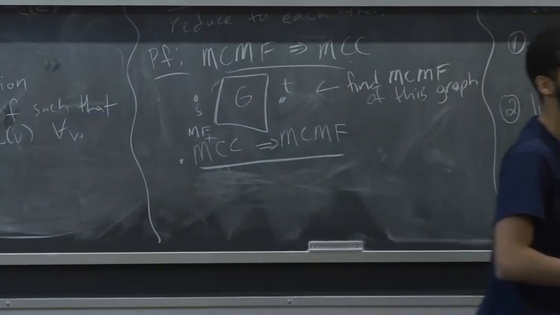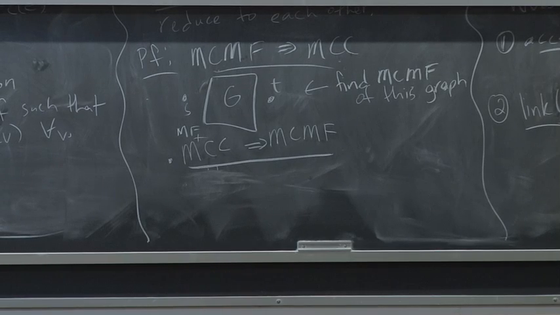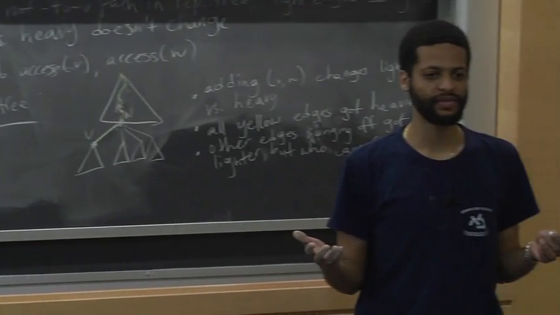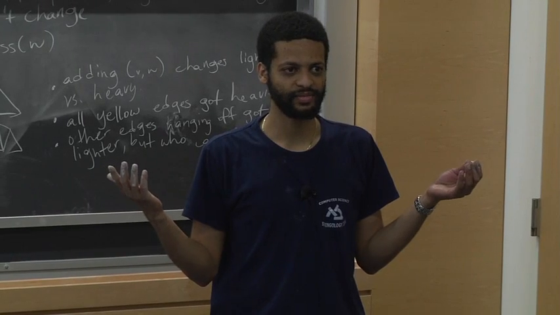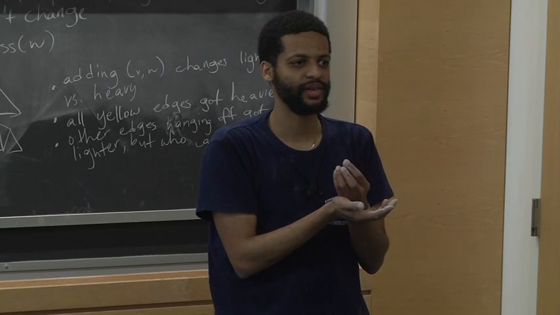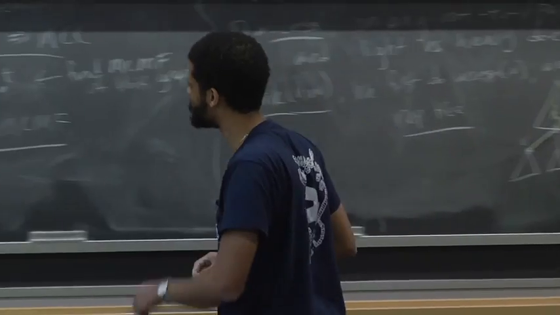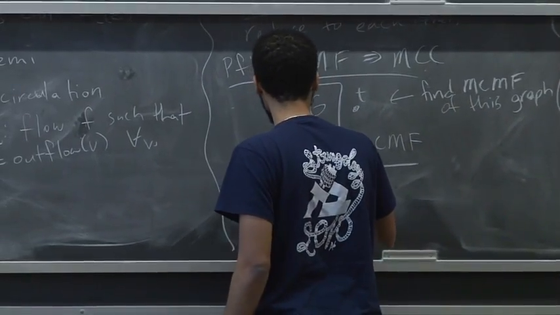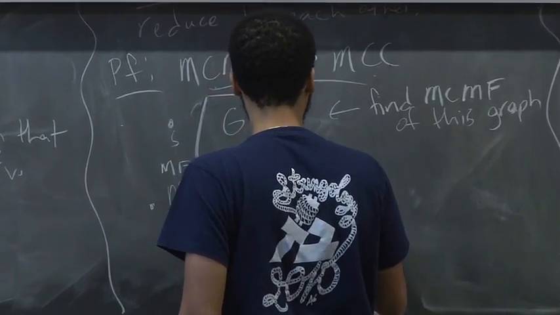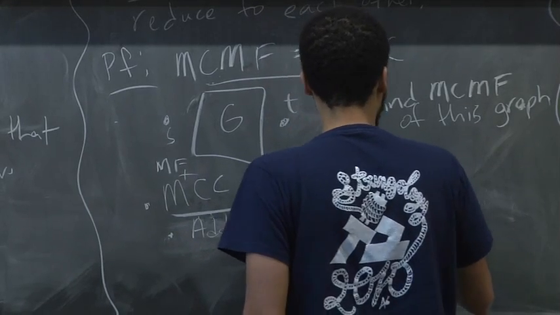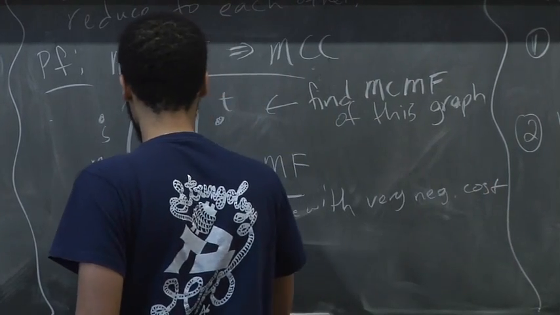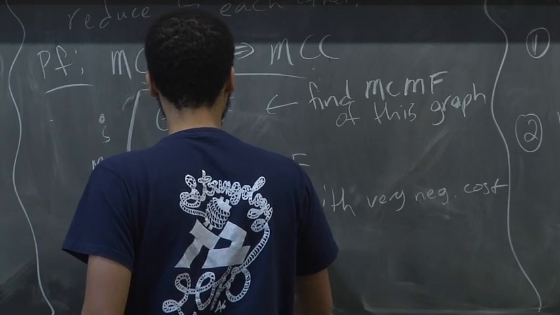So the very first thing you do is just find any max flow. Don't care about costs at all. Just find a max flow. And now in your residual graph, find a min cost circulation. And when you do that, add that back to the original flow you found. So one thing you could do is add a T to S edge with very negative cost and infinite capacity. That's one thing you do.